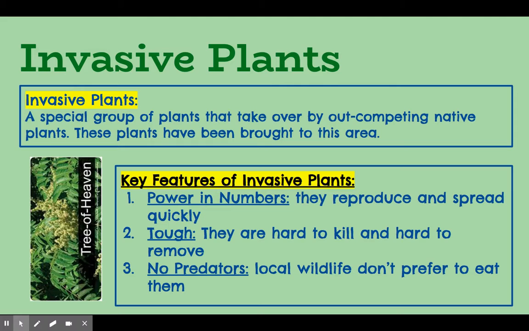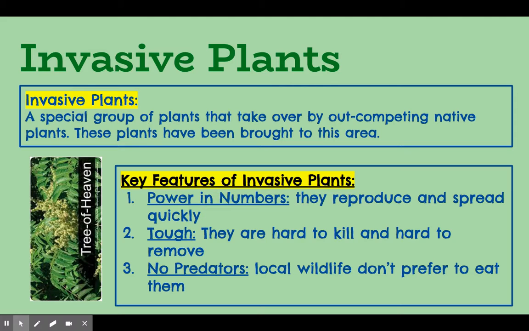Number 2 is tough. They're hard to kill and they're hard to remove. Because they do spread quickly, and that means grow a whole bunch of plants very quickly, it's hard to get to all the roots and get those out of the ground to kill them, so they continue to spread.